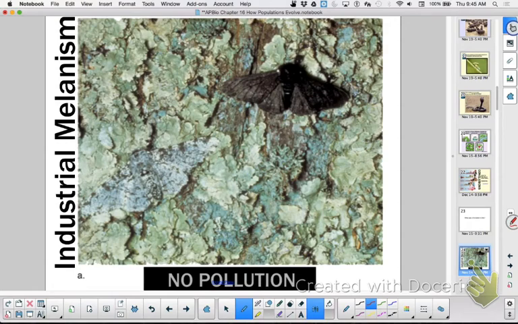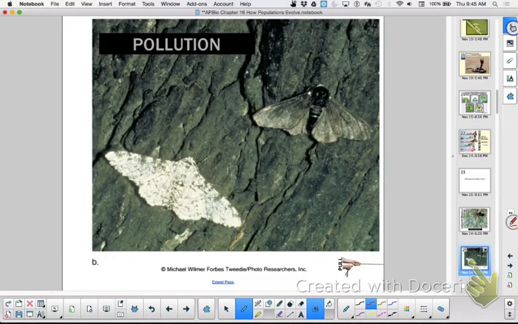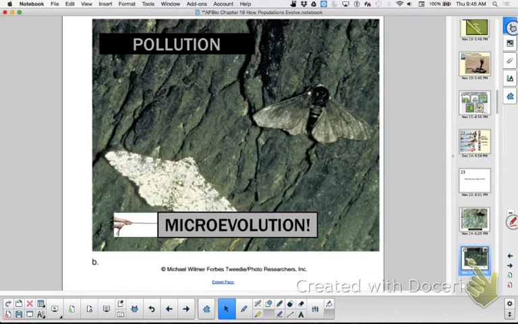Now, post-industrial revolution, there is soot on the trees. Now who are you going to see? The white. So this could be a change in allele frequencies, but it's not changing them into two different species. So what kind of evolution would this be? Yes, this would be microevolution. Okay, because it's just changes within your allele frequency due to the conditions or the environment.